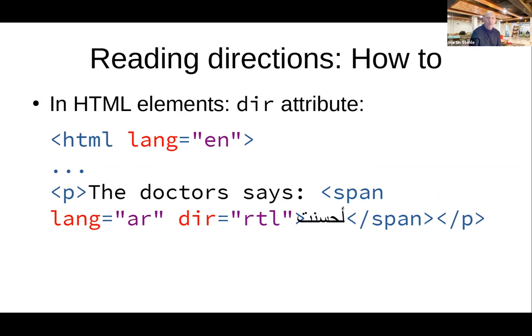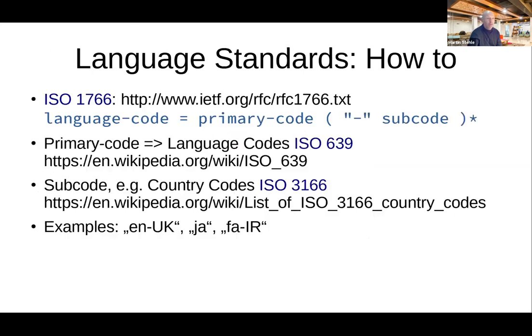If you want to go deeper into that, then read the specifications in ISO 1766 and read that, and you know how to write proper language specifications. Like here, the last line shows some examples for British English, for Japanese, and for Farsi, which is spoken in Iran. Okay.